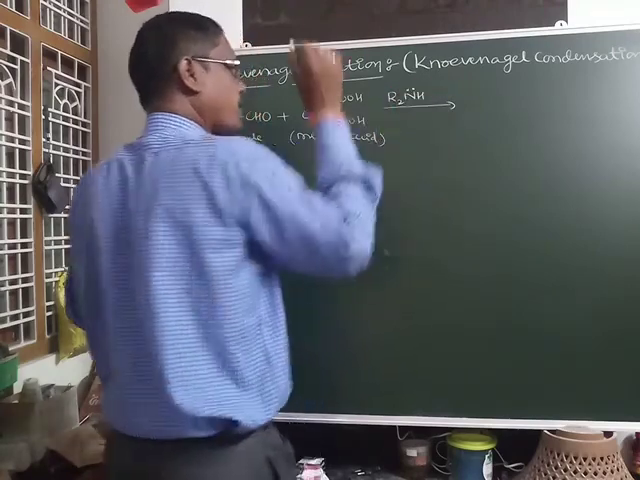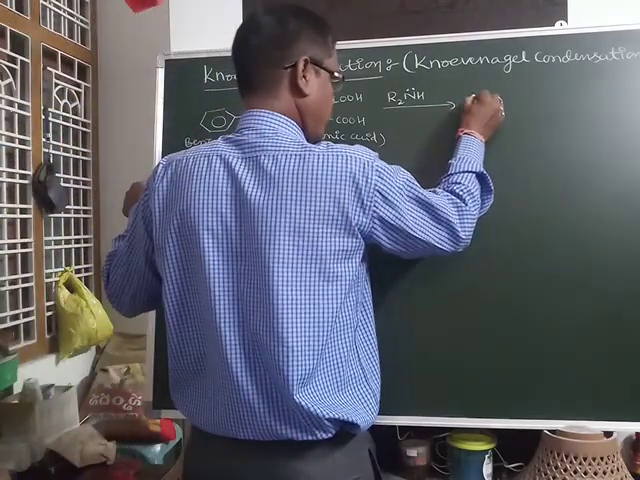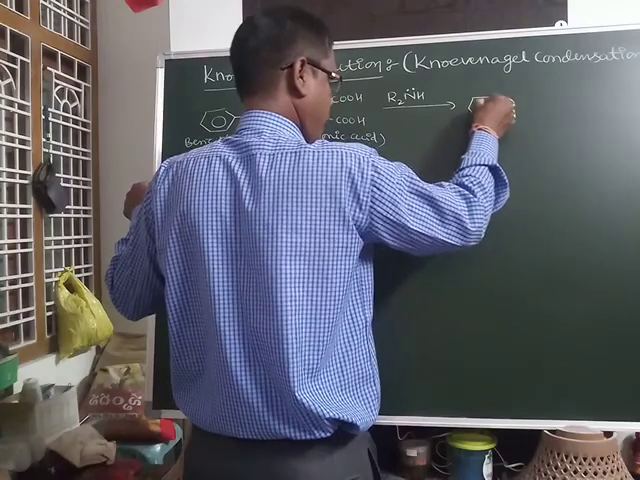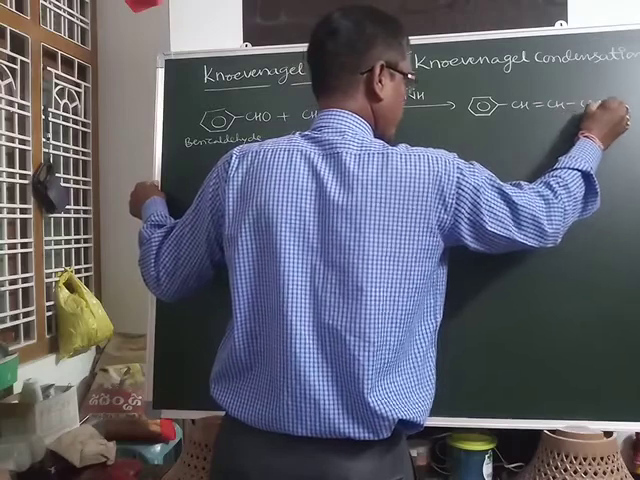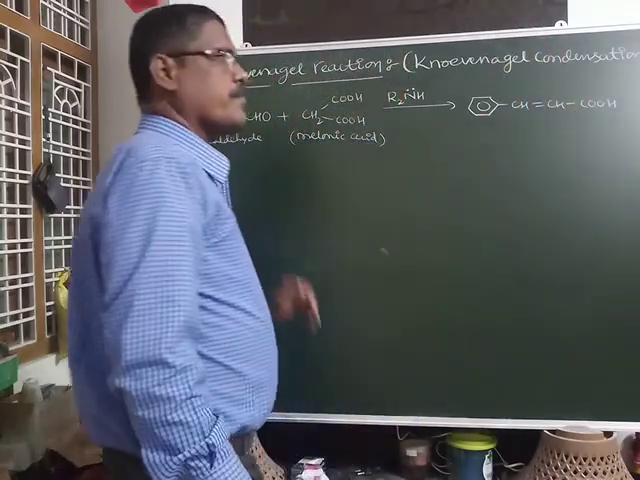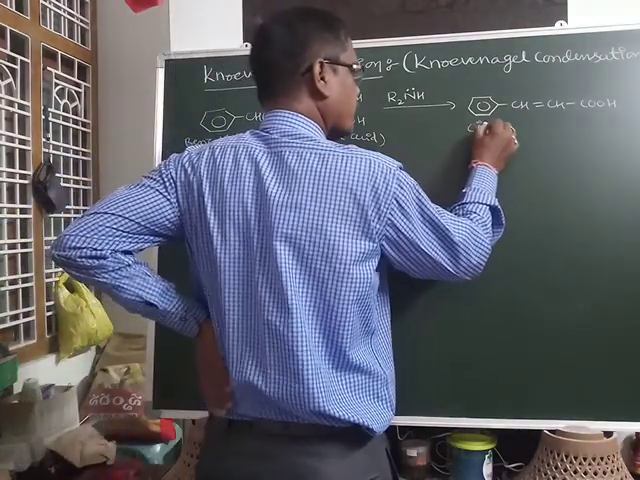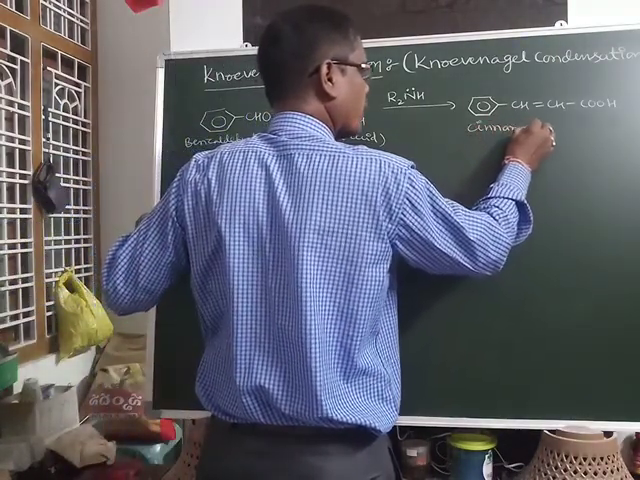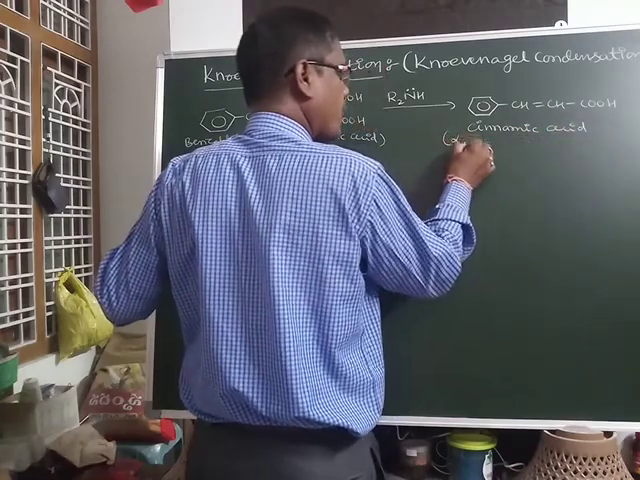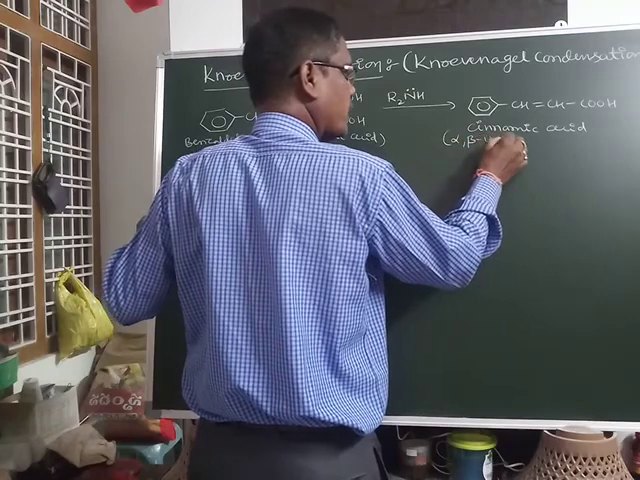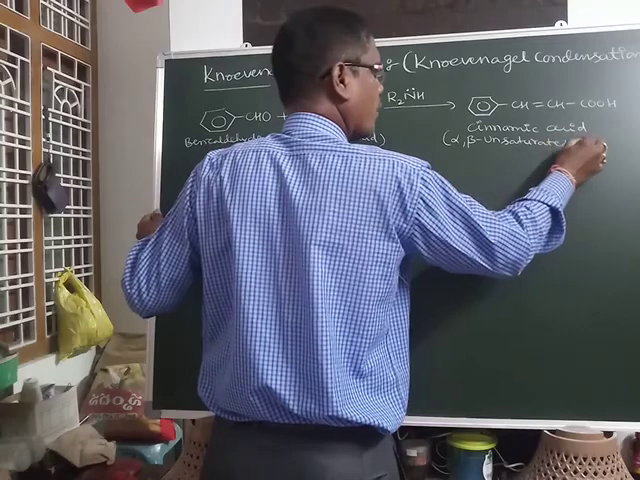This is the secondary amine, to form finally this one: CH=CH-COOH. Okay, so this is called cinnamic acid. Cinnamic acid, or alpha beta unsaturated carboxylic acid.